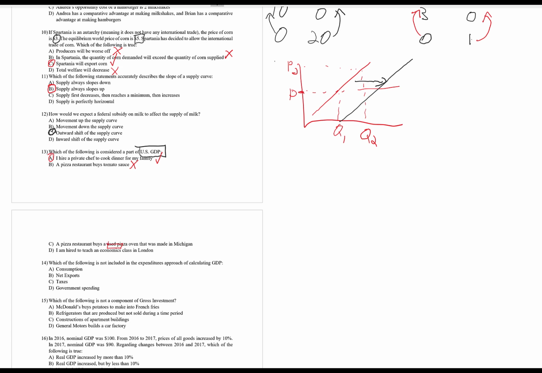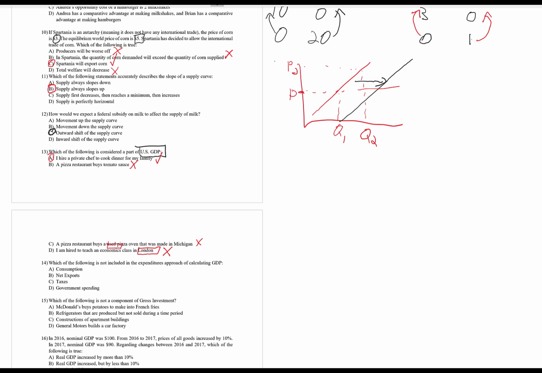We count the goods produced that year, goods that are being sold as a final good for the first time. I'm hired to teach an economics class in London. Because I do the work in London, I'm being paid in London. That counts towards England's GDP, not the United States'.